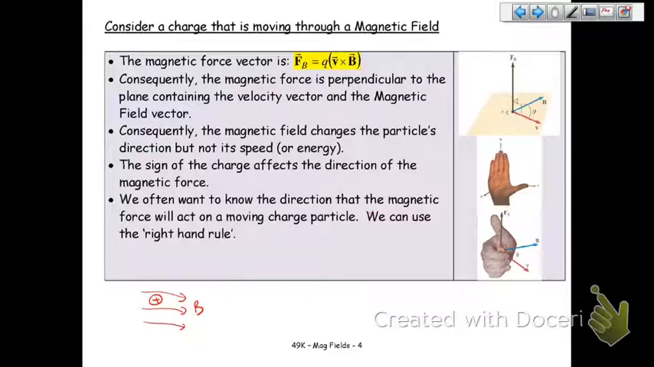It depends on the magnetic field. As my magnetic field gets bigger, the force gets bigger. It depends on the charge. As the charge gets bigger, the force gets bigger. So it's going to depend upon Q, V, and B. So that makes sense.